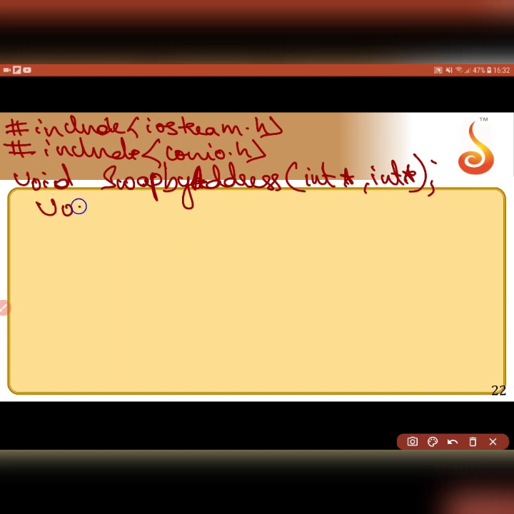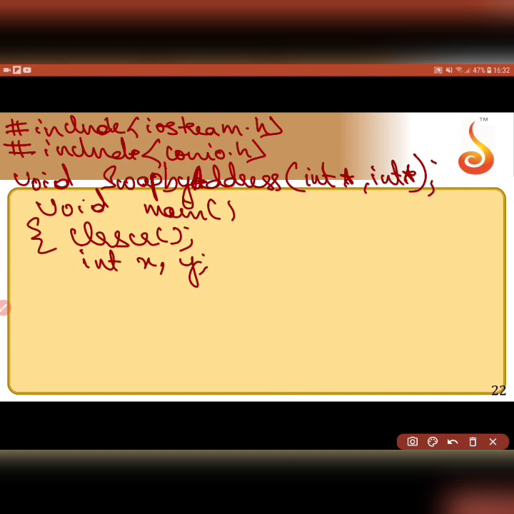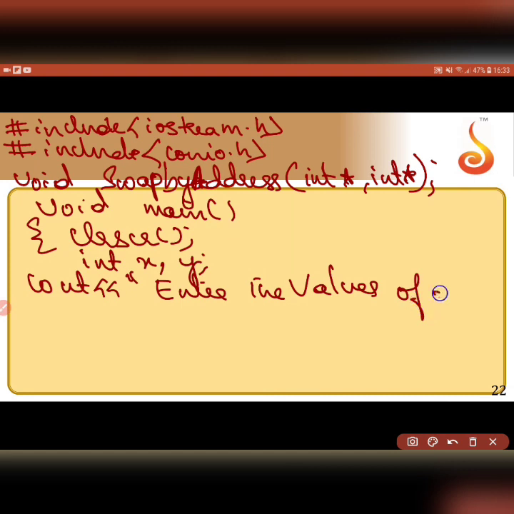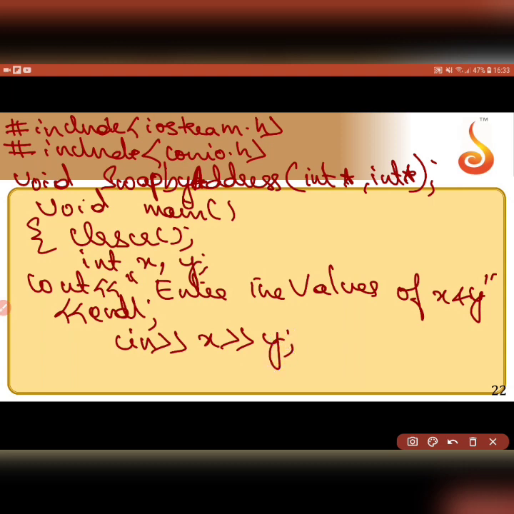After that, let me continue with my void main function. So let me say clear screen, int x comma y. So let's say cout, enter the values of x and y. Cin x, cin y. So this is cascading of input operators.